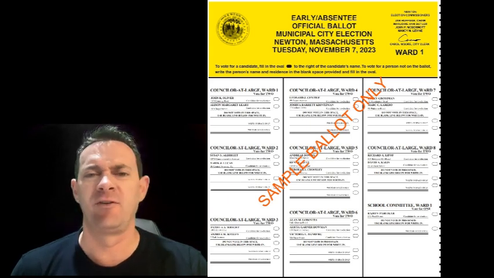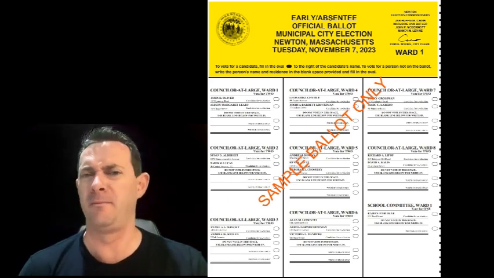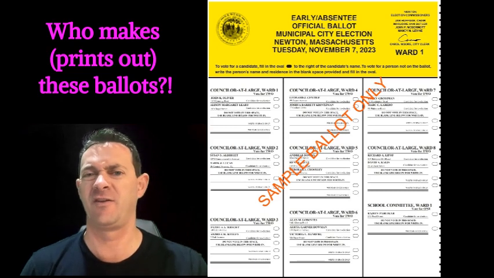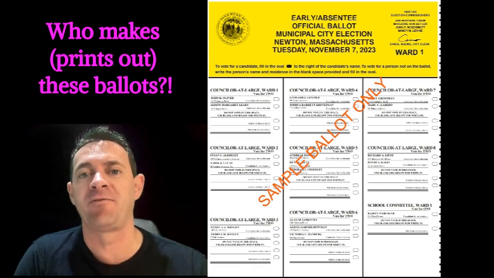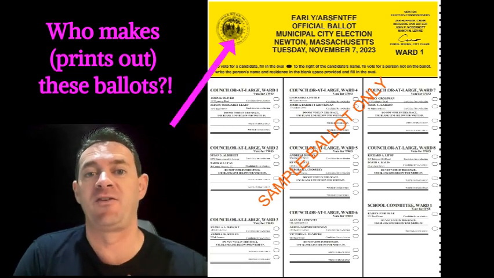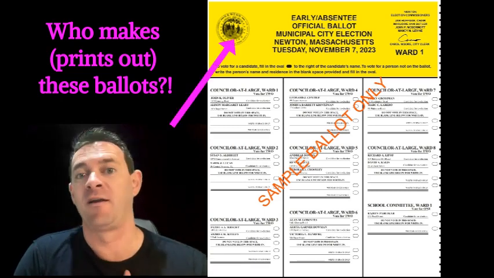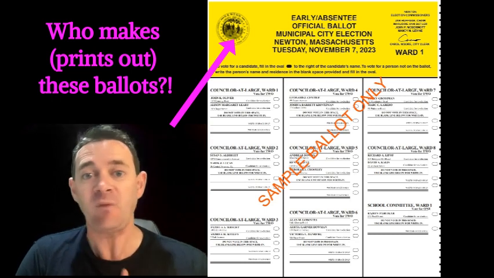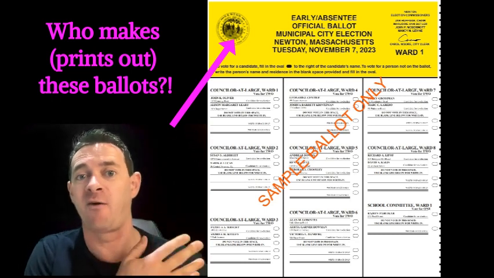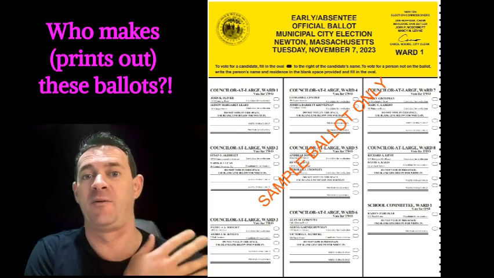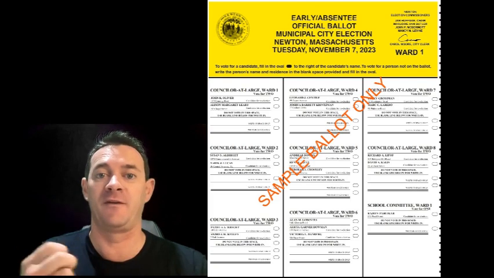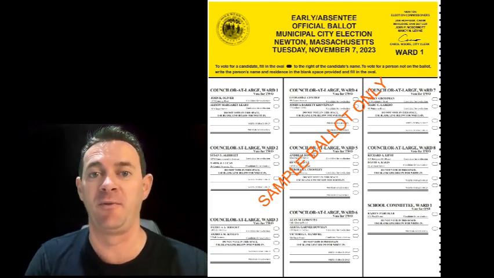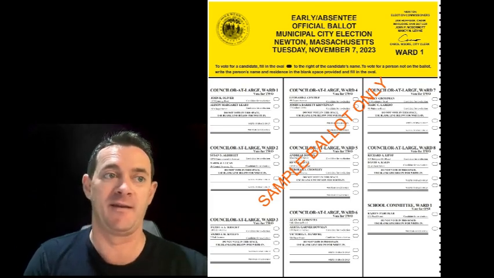First thing, who makes this? There's a clue up there in the top left. This one's printed by the city of Newton. I got it from Newton's website. So every city or town prints out their own ballots. It's at the local level, about the smallest level of government possible. They're the ones that make it.